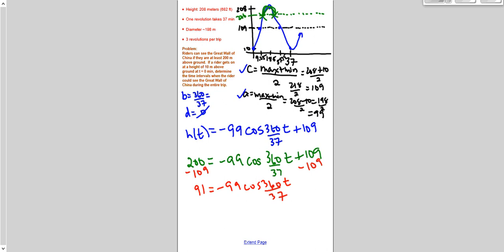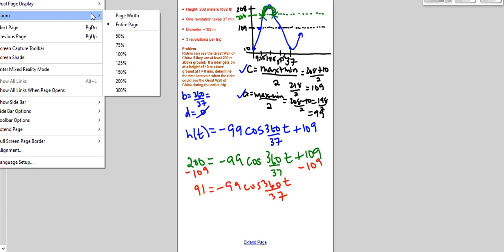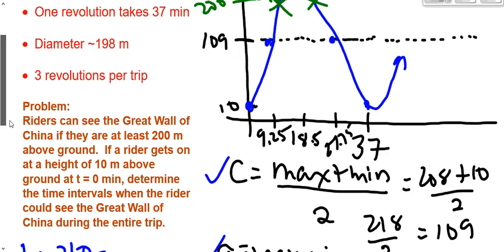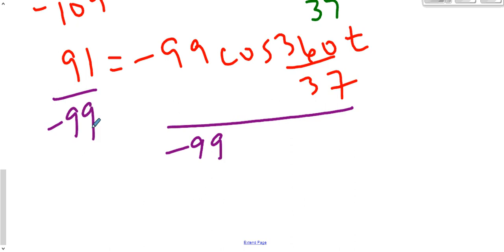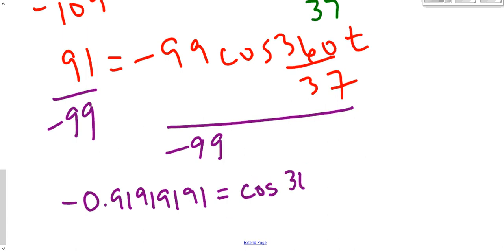Okay, and then I'm going to change my view so I can see this a little bit bigger. Then I'm going to divide by a negative 99 each side. 91 divided by a negative 99 gives me negative 0.91919191, and so on. I'm going to keep a whole bunch of decimal places. That will help. Okay, cos of 360 over 37t. So we're getting there.